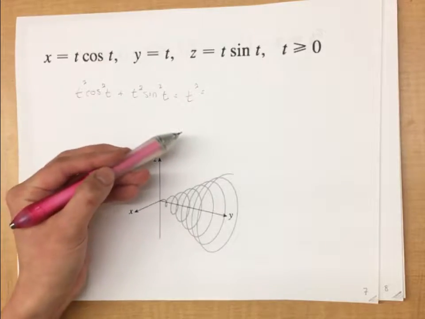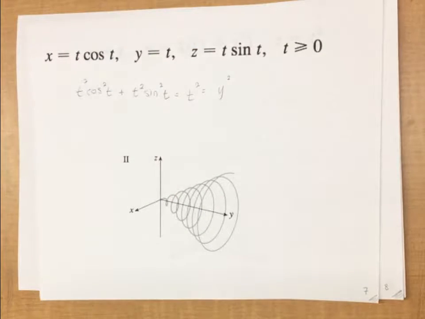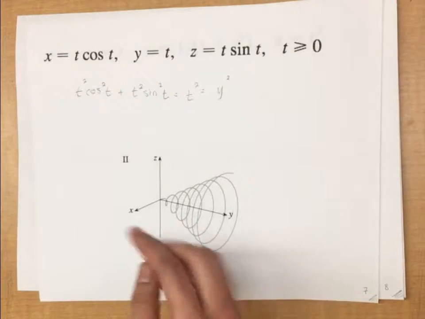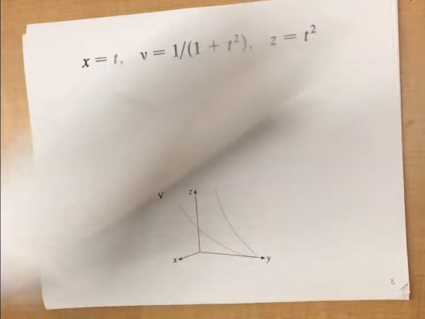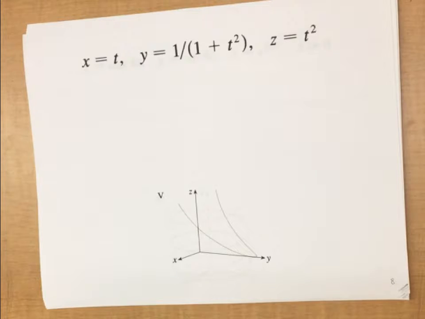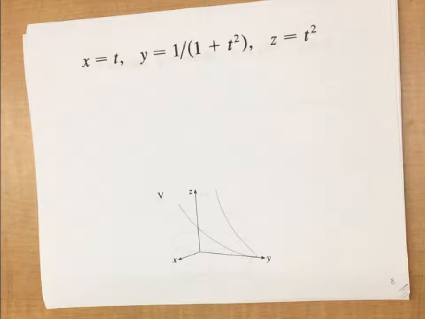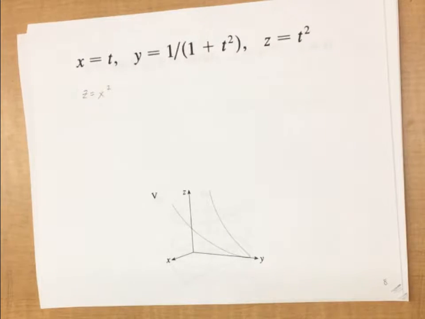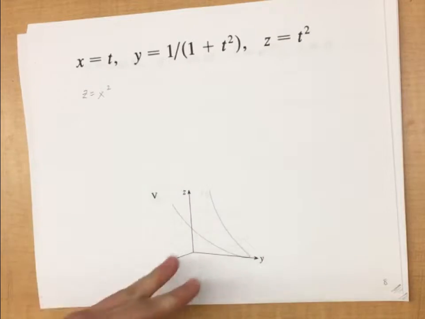And then we see that t squared is similar to y squared. And then so we can say that that equals y squared. And so the curve lies on the circular cone x squared plus z squared equals y squared, which means that the y-axis would extend out. So you have a cone extending out over the y-axis. Another example of this is where we have x equals t, y equals 1 over 1 plus t squared, and z equals t squared. And then at any point on the curve, we have z equals x squared. And so the curve lies on a parabolic cylinder parallel to the y-axis, and we have the cylinder going up.